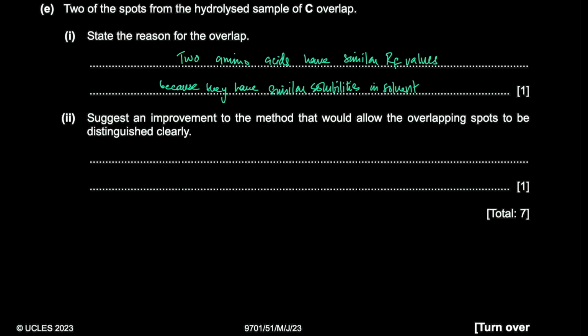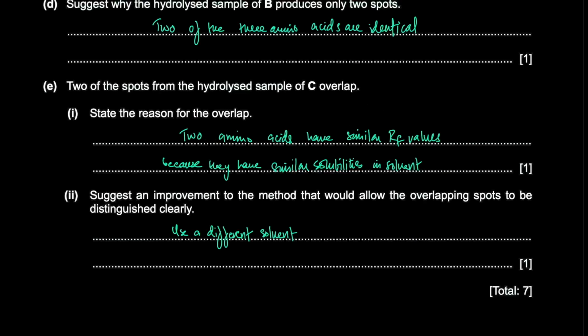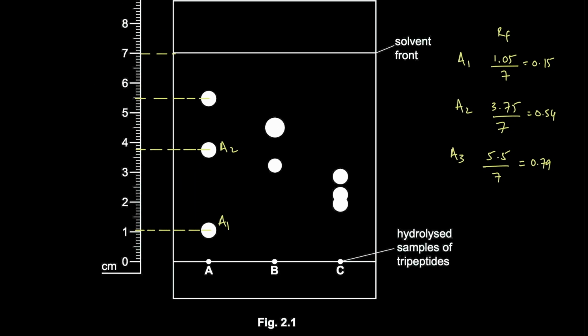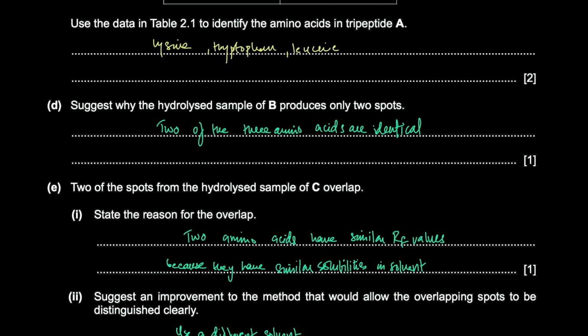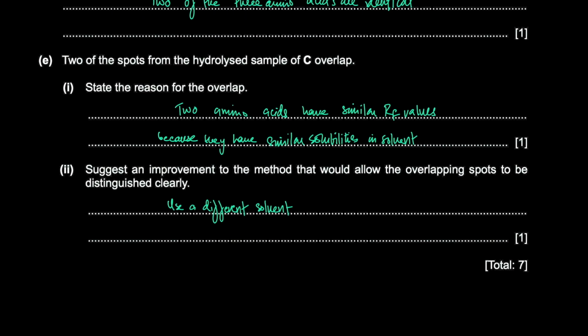Now again, because you have similar solubilities in the solvent, you could use a different solvent, so that their solubilities are not similar in that new solvent. Or what you could also use is a longer paper, right? If you use a longer paper, you allow more time for separation, so it'll be easier to distinguish between these two. So you can also use a longer chromatography paper.